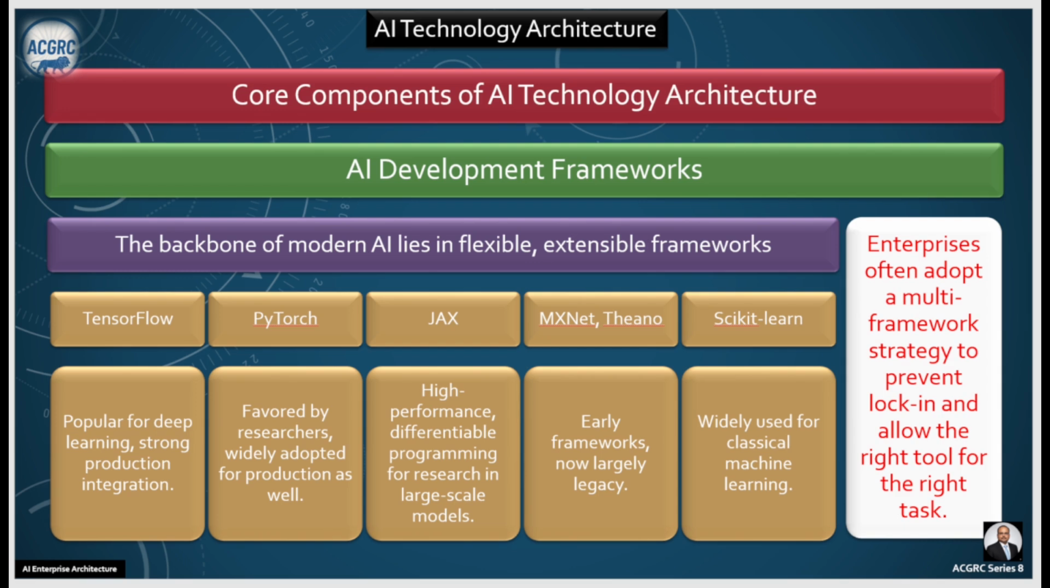TensorFlow. It's popular for deep learning, with strong production integration. PyTorch is favored by researchers, and widely adopted for production as well. Then you have JAX, which is high performance differentiable programming for research in large scale models.